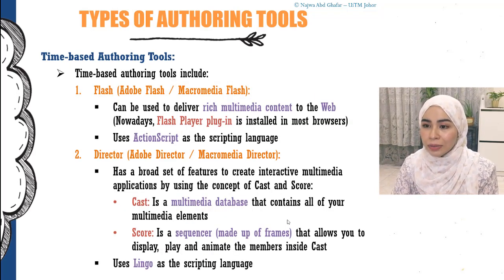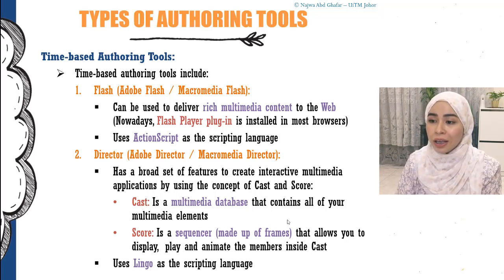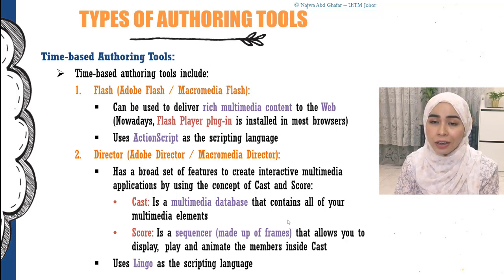So these are some examples of time-based authoring tools that can be used. You can use Adobe Flash or Macromedia Flash, which can be used to deliver rich multimedia content on the web. If you place your Flash file on the internet or on your web page, you might need a Flash Player plugin in order to play it. And in order for you to create your application using Flash or Animate, you need a scripting language called ActionScript.